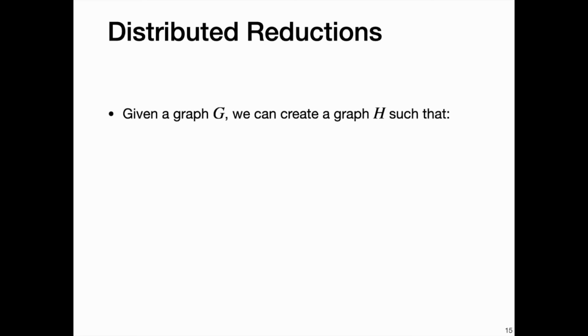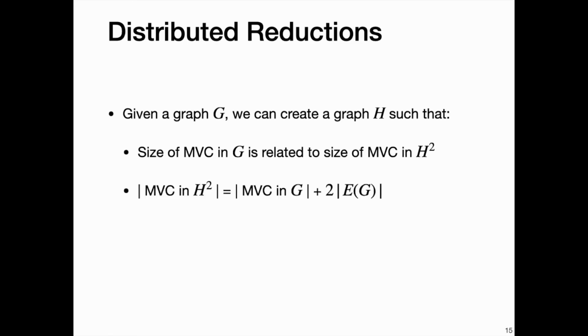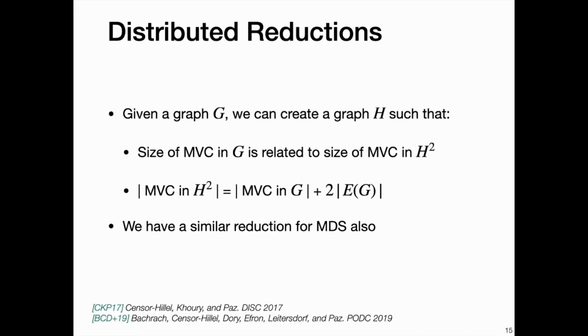In particular, we show that given a graph G, we can create a graph H such that the size of MVC in G is related to the size of MVC in H squared. More formally, the size of MVC in H squared will be the size of MVC in G plus 2 times the number of edges in G. We have a similar reduction for MDS also.